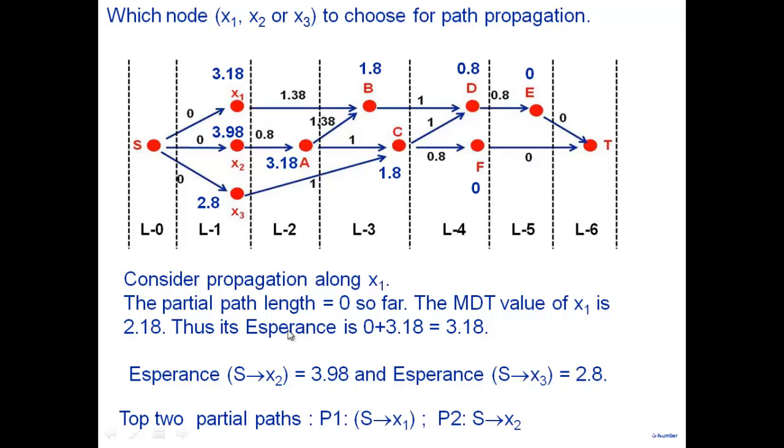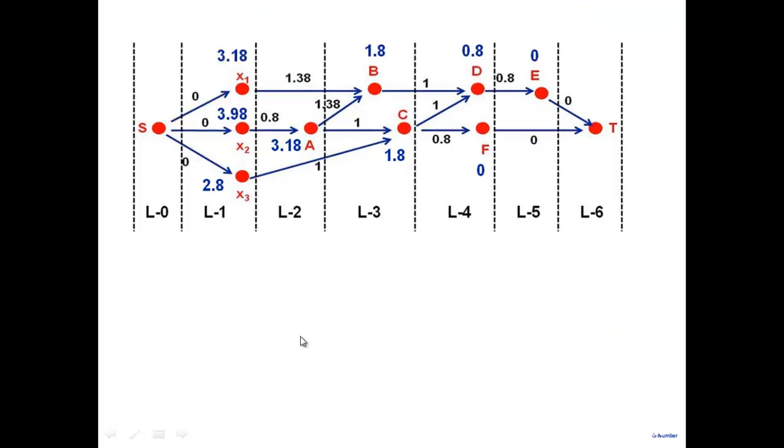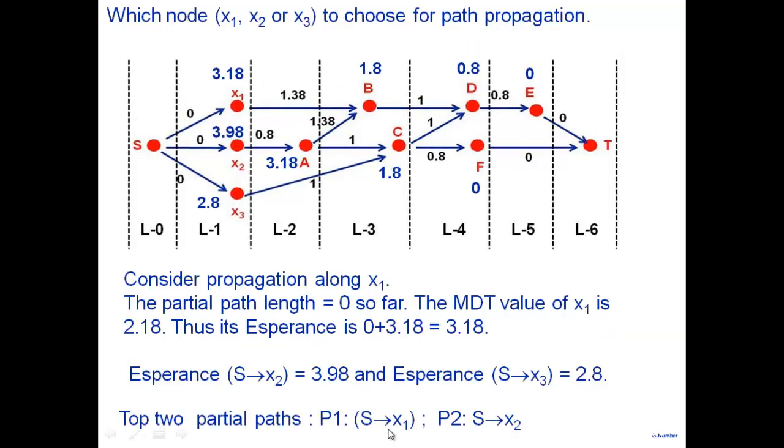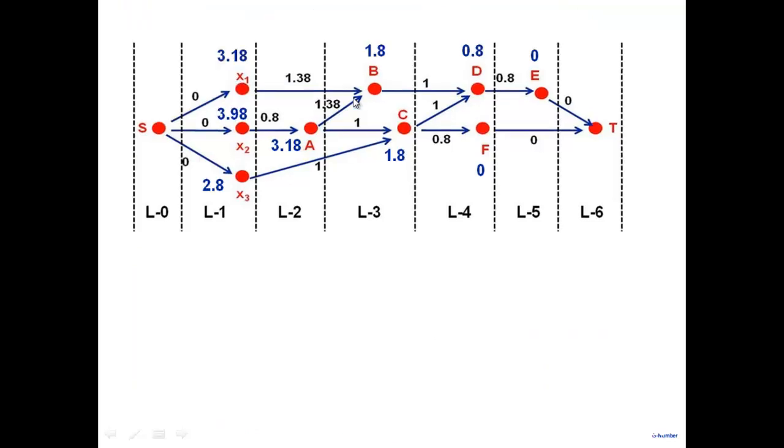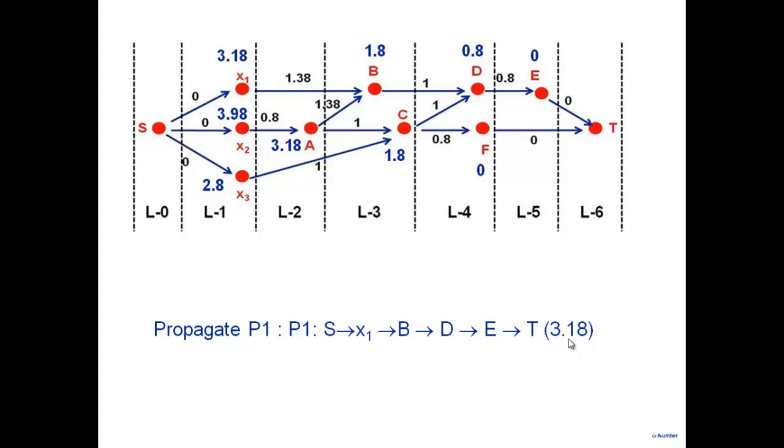and make the decision whether to keep that path or reject that path on the basis of the esperance here. So let's see. What I do is path P1, S to X1. I propagate this particular path here, and in this case, it's a trivial example. As I propagate S to X1, X1 to B, I don't get any choices. B to D, no choices. D to E, no choices. I arrive at the terminal node. No choices are there along that particular path. So we have a path whose delay is 3.18.